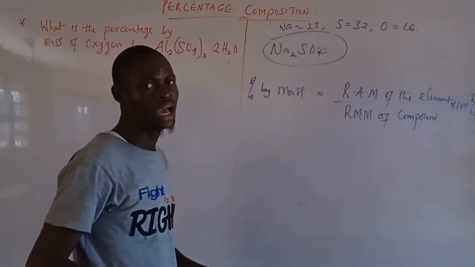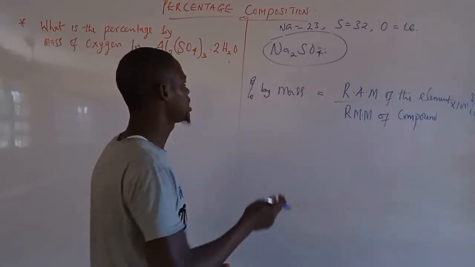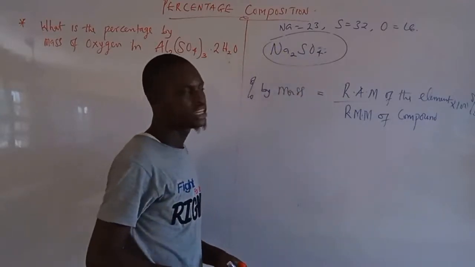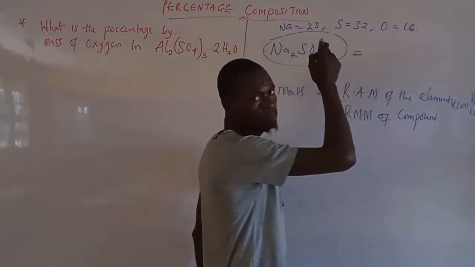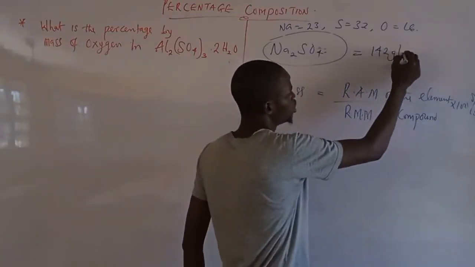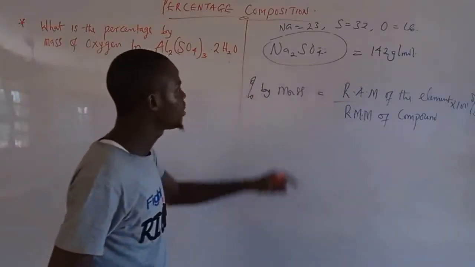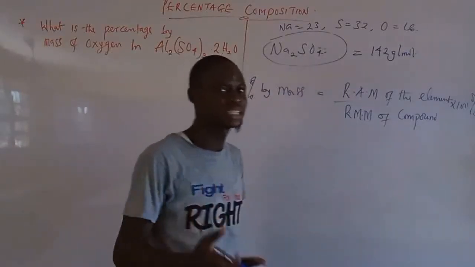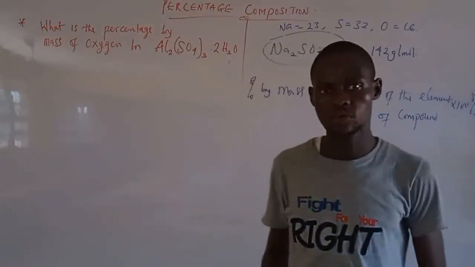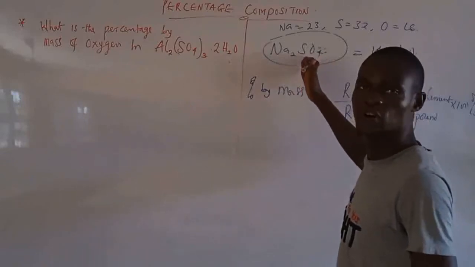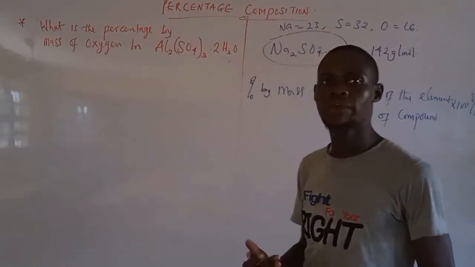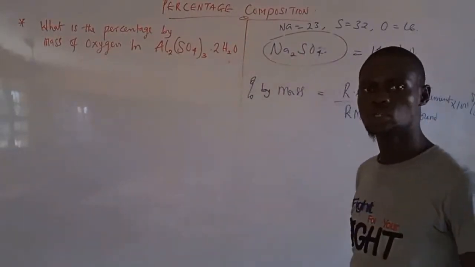Let's say for example, I ask you to calculate the percentage composition of sulfur in Na2SO4. The relative molecular mass of this is 142 gram per mole, and I need to find the percentage by mass of sulfur. That means, what is the percent? Because each of these elements does not react in equal proportion. We have some amount of sulfur that will be joined with sodium and oxygen to form this compound. So what will be the percentage by mass of sulfur in this compound? That's what I want to look at.